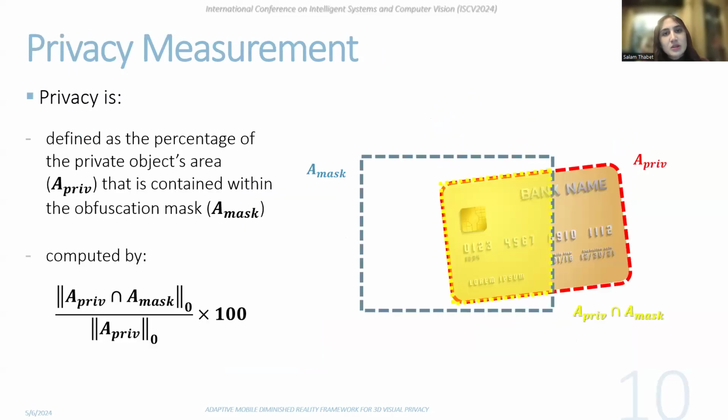Now, before showing the results of our algorithm, I just want to point out how we are measuring privacy. So the privacy measure is defined as the percentage of the private object's area that is contained within our obfuscation mask. So if the mask area and the private area are as shown in the figure, their intersection in yellow represents our achieved privacy percentage.